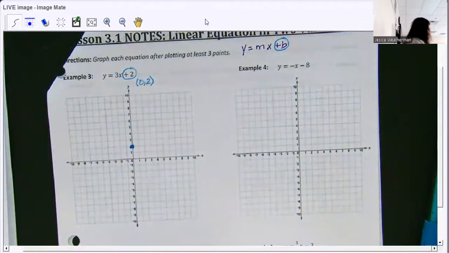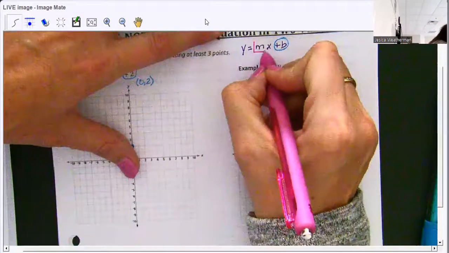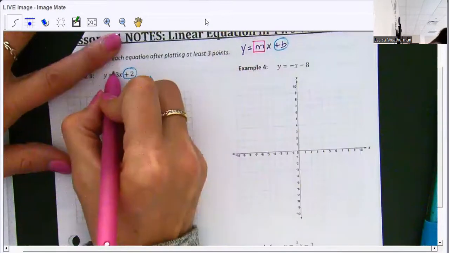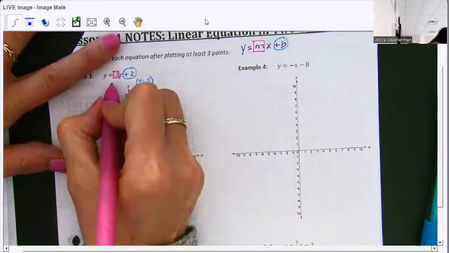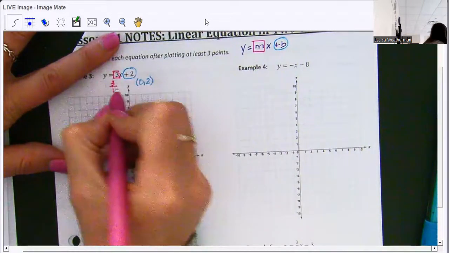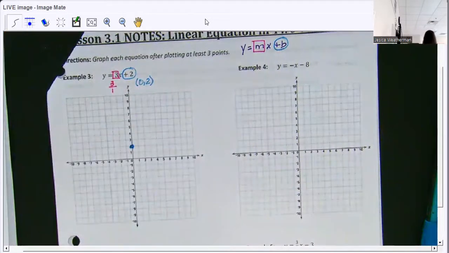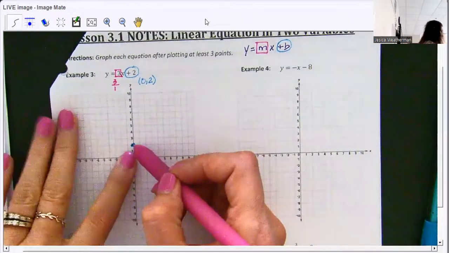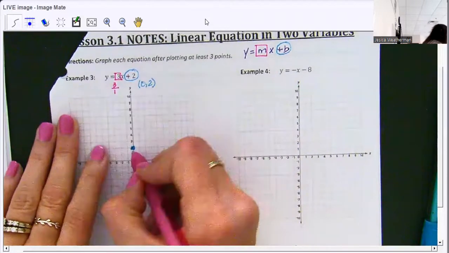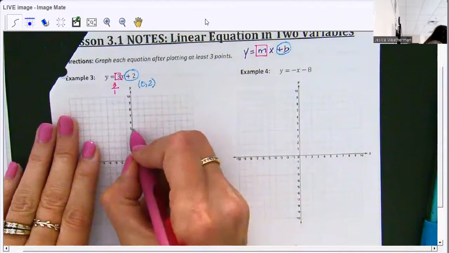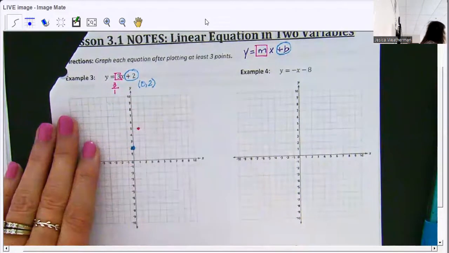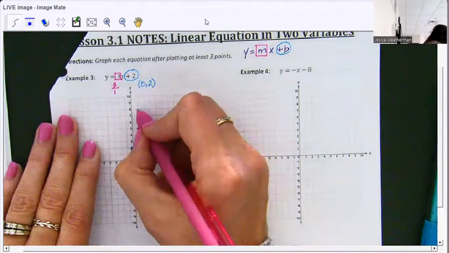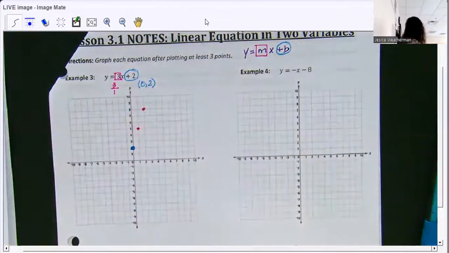And then you're going to look at your slope, which is the M. In our equation here, it is the 3. Now your slope is really 3 over 1. Since it's not a fraction, we could put it as a fraction. Your 3 shows that you're going to rise 3, and your 1 shows that you're going to run 1. So starting at my y-intercept, I can graph my slope by rising 3, 1, 2, 3, and running 1. Rise 3, run 1.